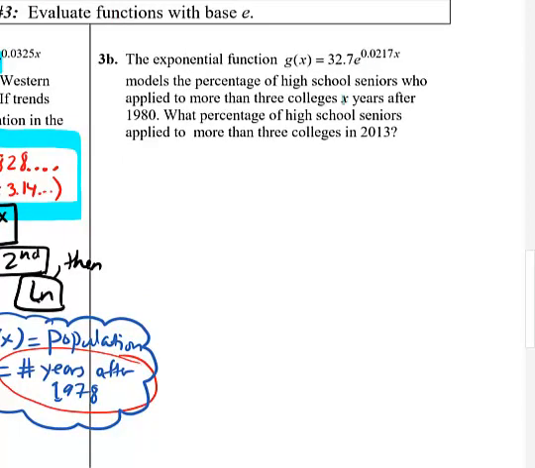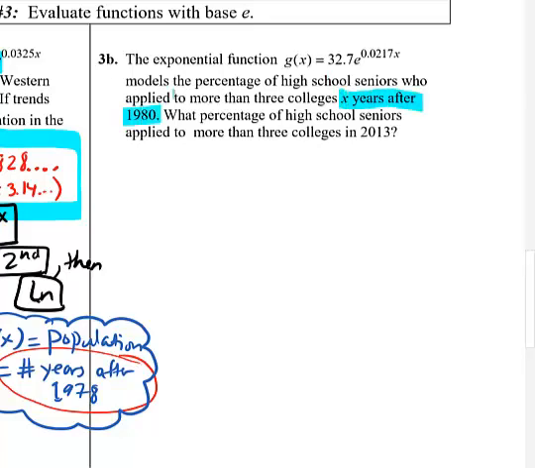Here it's talking about the percentage of high school seniors who applied to more than 3 colleges, X years after 1980. I imagine it's probably going to go up, right? In 1980 not as many people went to college, but as you go on, more people going to college means more people applying to a lot of schools.